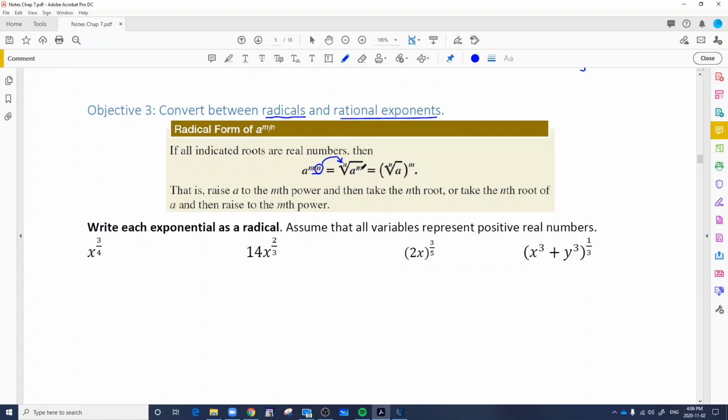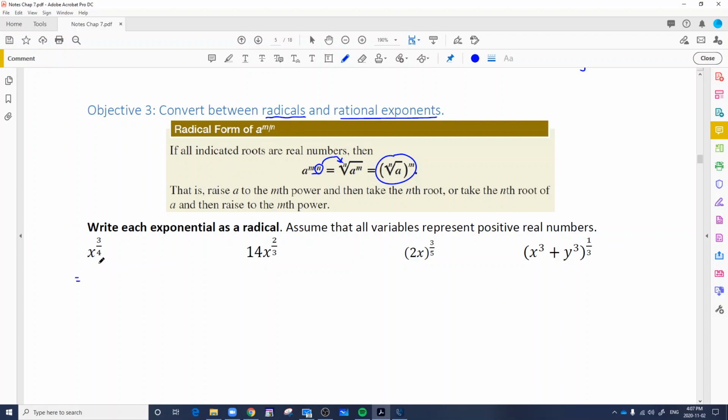This one you've got a to the m, and then you're taking the nth root. This is the nth root of a, and then all to the exponent m. It doesn't matter. You can do it in any order you want. You can take the root first and then use the exponent, or you can do the exponent and then take the root. I tend to like to do it this way because I like to make my number smaller before I make it bigger, but it really does mean the same thing.